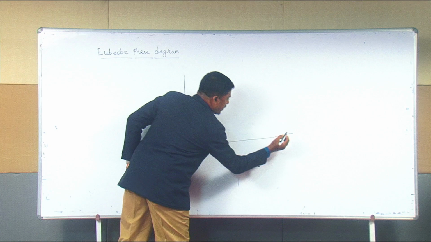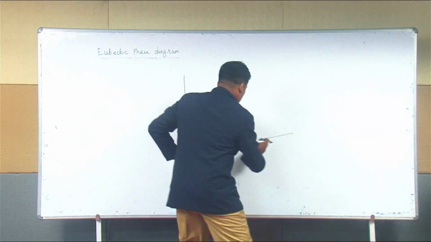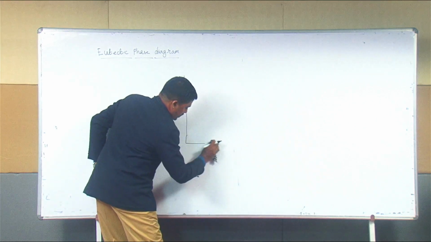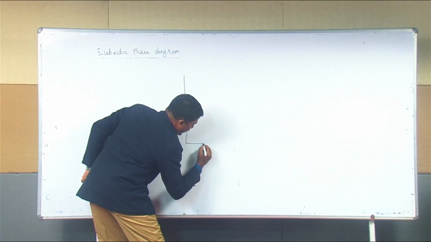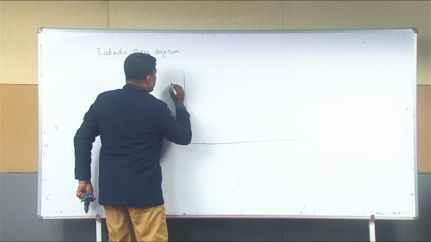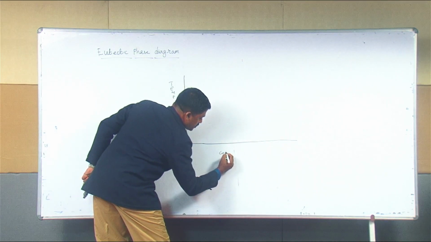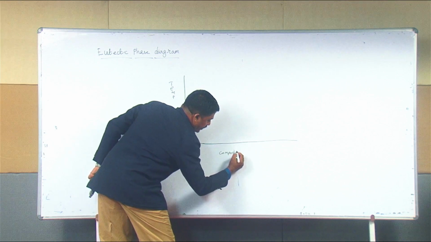So in a binary phase diagram, the diagram is plotted between the temperature and the composition. So the composition is taken along the x-axis.